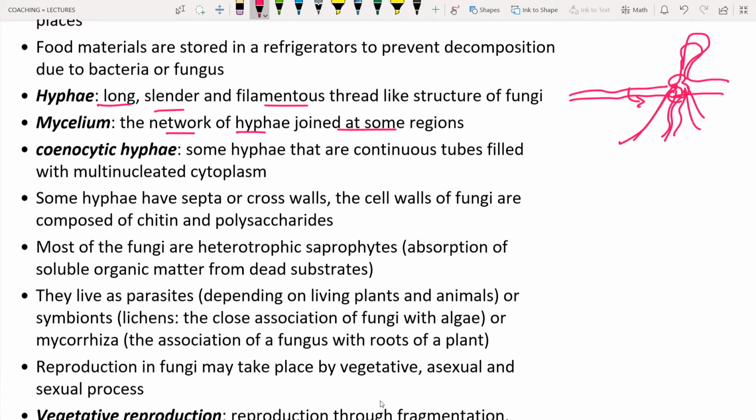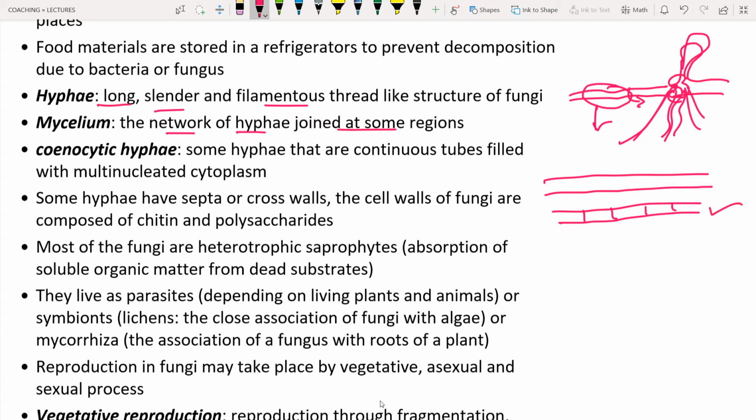So what is meant by cenocytic? Cenocytic means a continuous tube with multinucleated cytoplasm. So let us take a small portion of the hyphae and zoom in and see. So this is the hyphae, and the hyphae doesn't have any septa. It means there are no divisions. So how does the septate hyphae look? So this is the hyphae, and it has some kind of divisions, or septa, that is known as septate. This is septate and this is aseptate or cenocytic.